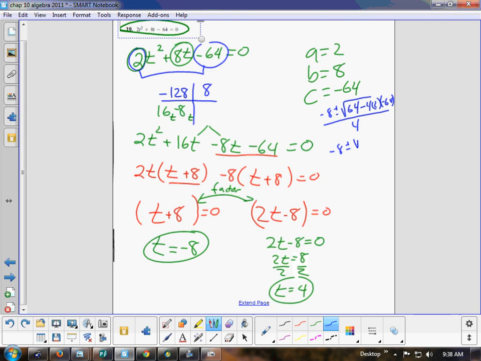What's 9 times 64? 576, which is a perfect square. What's the square root of 576? 24. So it's negative 8 plus 24, and negative 8 minus 24. If you do this on your calculator, 16 divided by 4 is 4. That's one answer. And here you get negative 32 divided by 4, which is negative 8. So it checks with the quadratic formula.